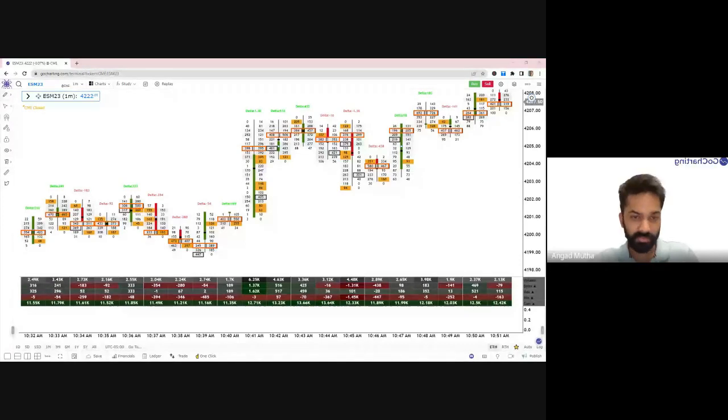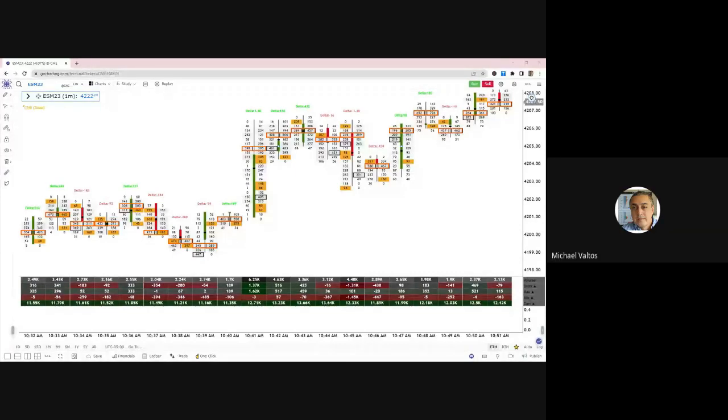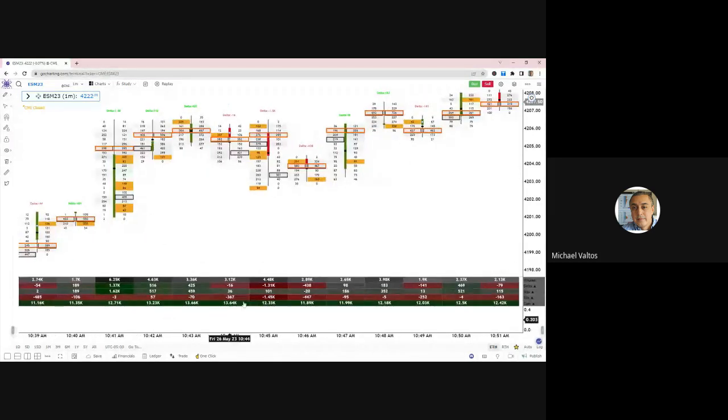Yes, absolutely. Audio and video are completely fine. Okay, all right. So hopefully you can read the numbers here. So this is a footprint chart. This is the E-minis chart.